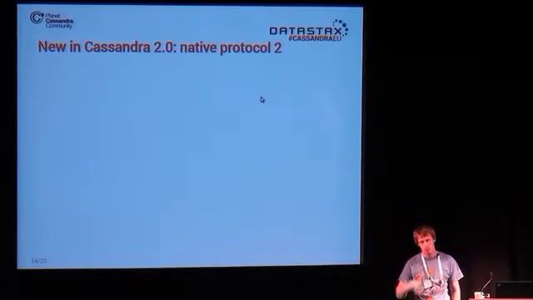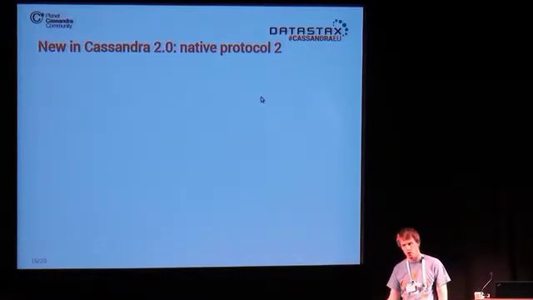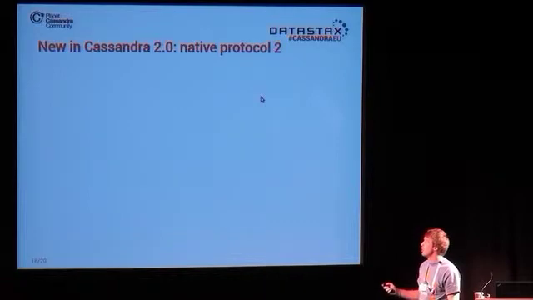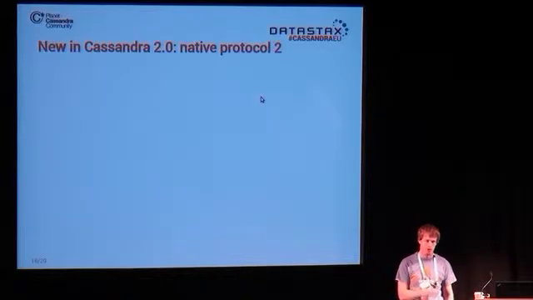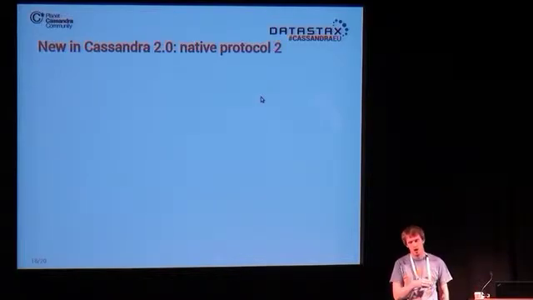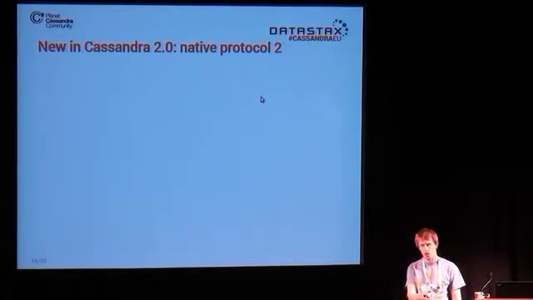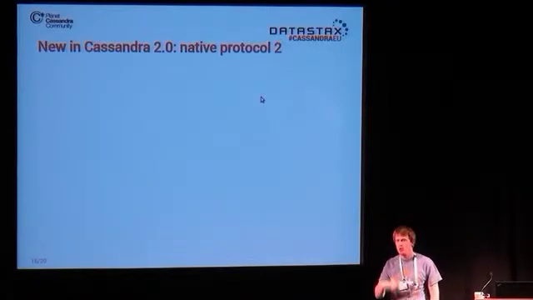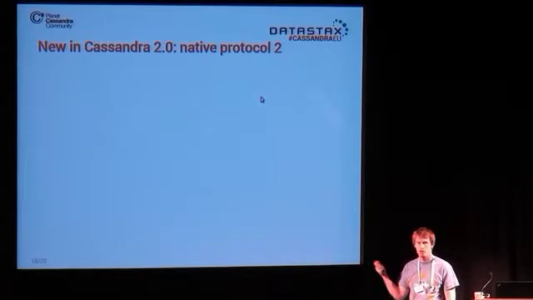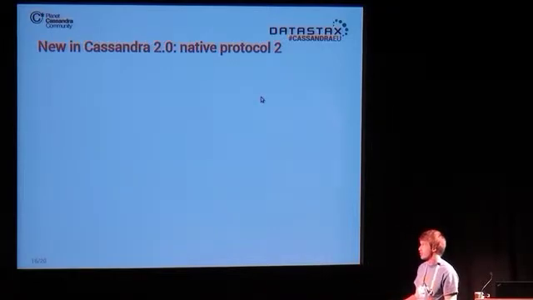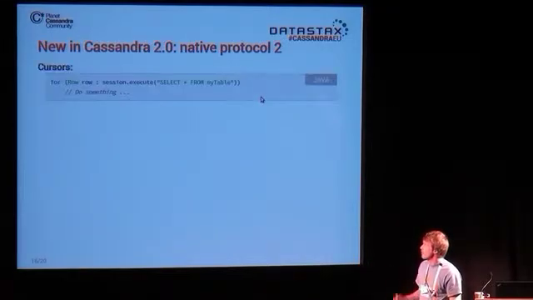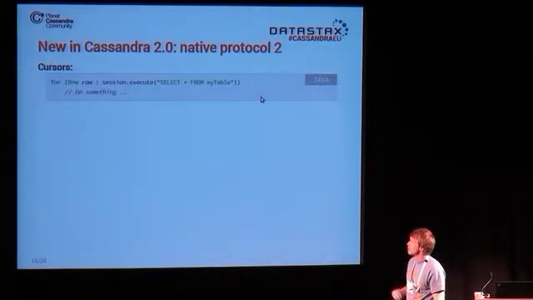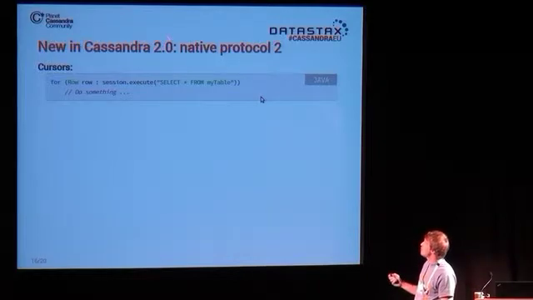You need a driver that actually speaks version 2 of the protocol, but I'll still note that Cassandra 2.0 speaks both versions of the protocol. It still speaks the first version. So a driver that works against 1.2 will work against 2.0. But if you want to use the new features I'll talk about, you need a driver that speaks version 2. So for example, the Java driver has a version that speaks version 2. And the first new feature that you have thanks to that new protocol version is cursors.